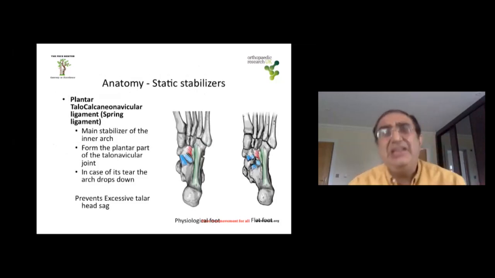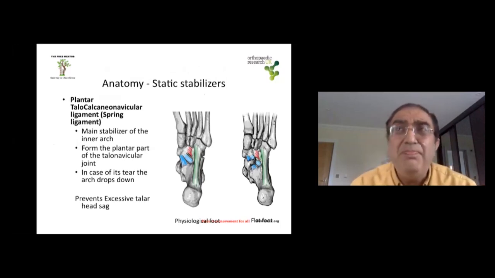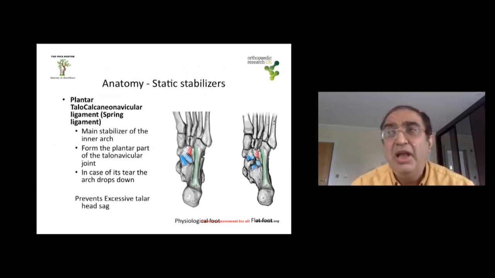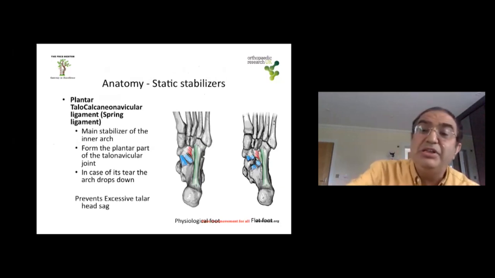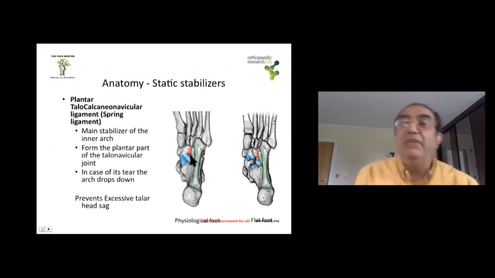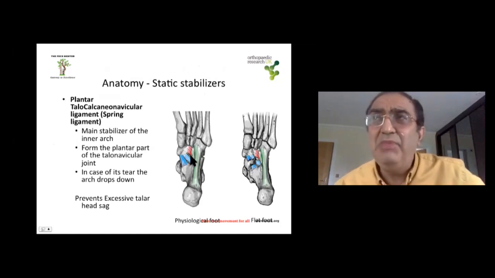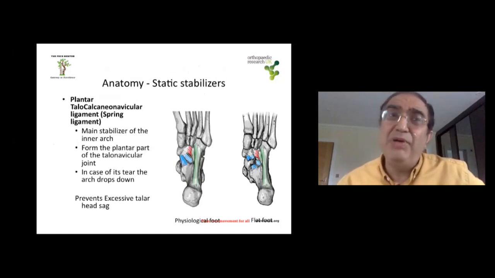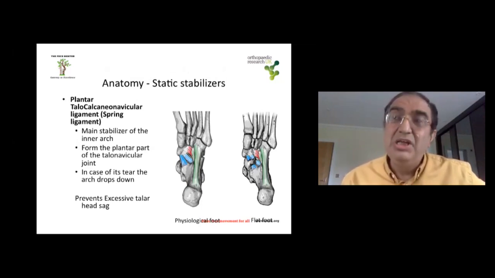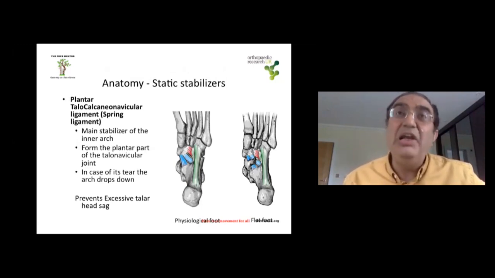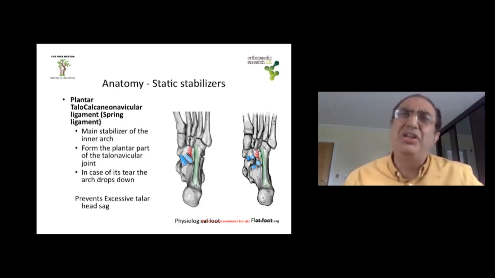So amongst the static structures, probably the most important you should know about is the spring ligament. And this is really important in the understanding of the management of flat foot. So the spring ligament, also called the plantar talocalcaneonavicular ligament. And if you look at the diagram there, you can see the two bands there, and these are the spring ligament. They basically go from the sustentaculum tali of the calcaneum right to the navicular. And they actually act like a hammock supporting the talus. So essentially it is the plantar part of the talonavicular joint, the plantar medial part of the talonavicular joint. And this is a very important static stabilizer of the medial arch.